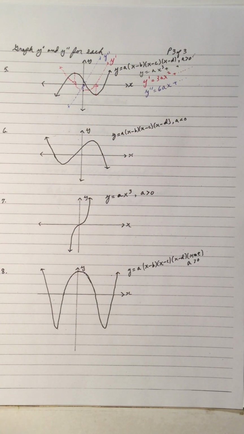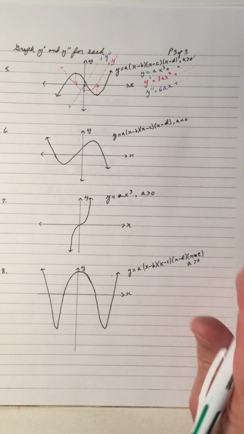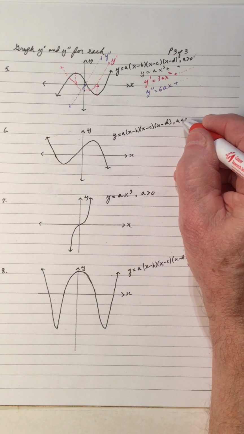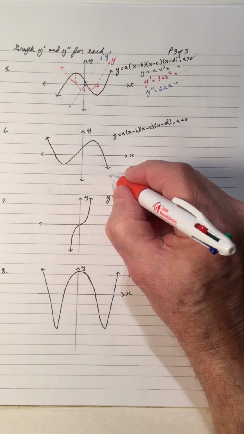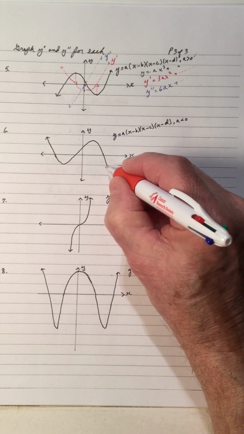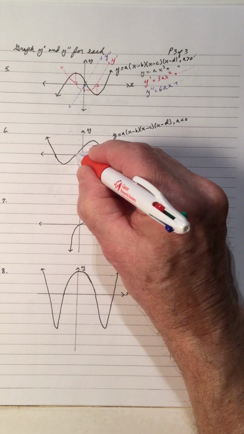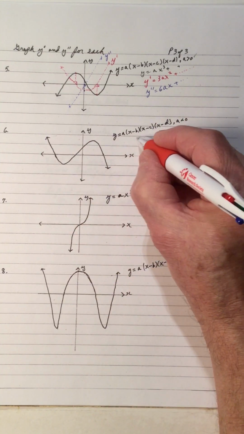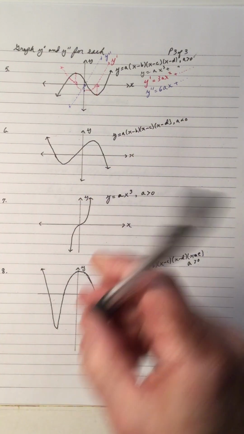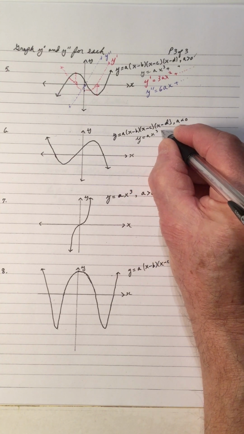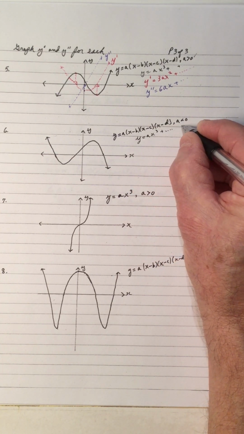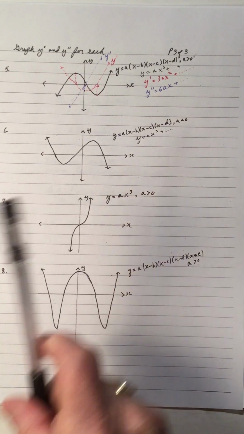And we have number 6, very similar to the one we just did, only a is less than 0. It means we're coming up from the bottom. Because it's negative, we come up from the bottom. It's negative down here, and it has 1, 2, 3 x-intercepts. And we expand this equation out. We get y equals a x cubed again, and x squared, and x and a constant.